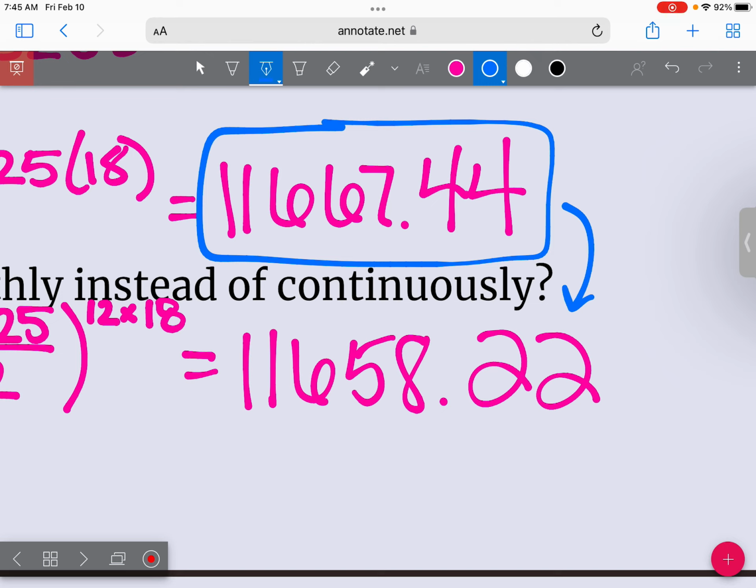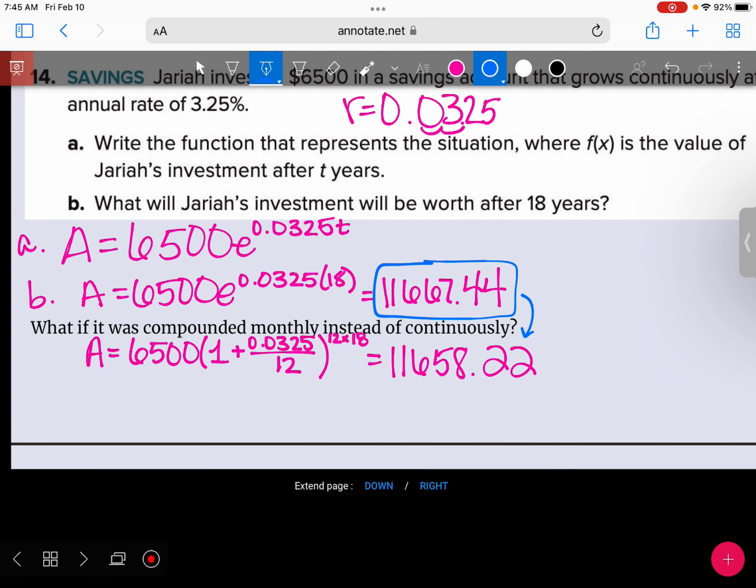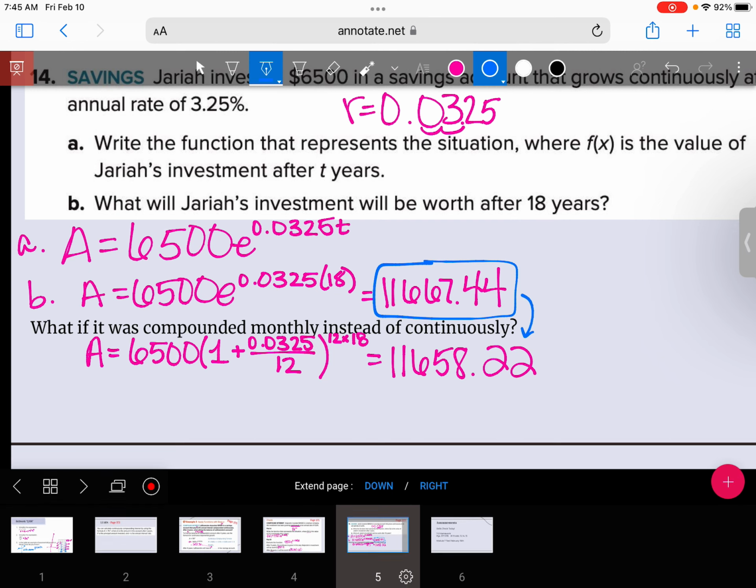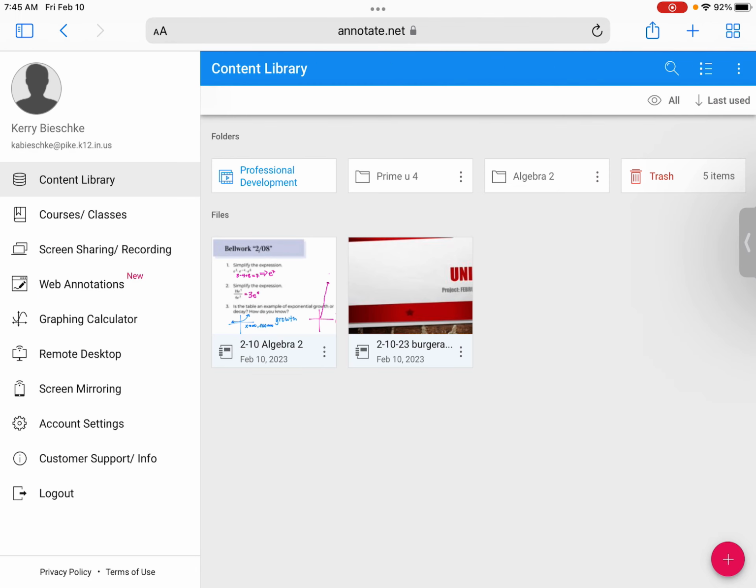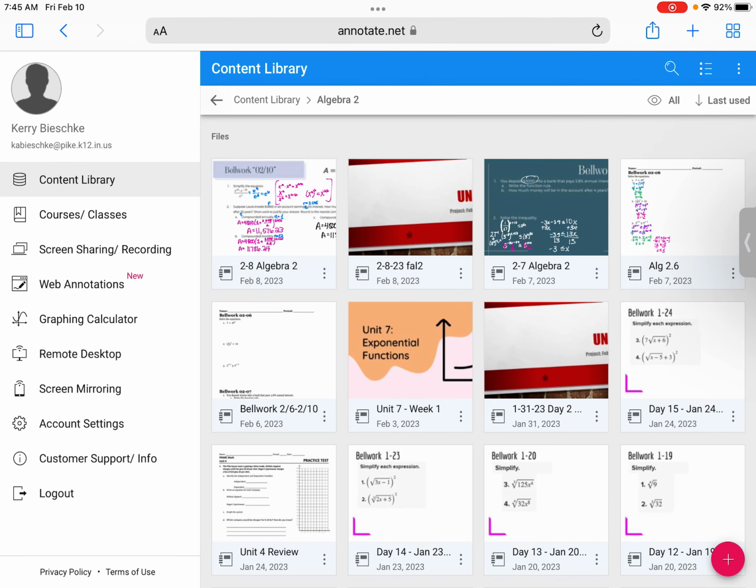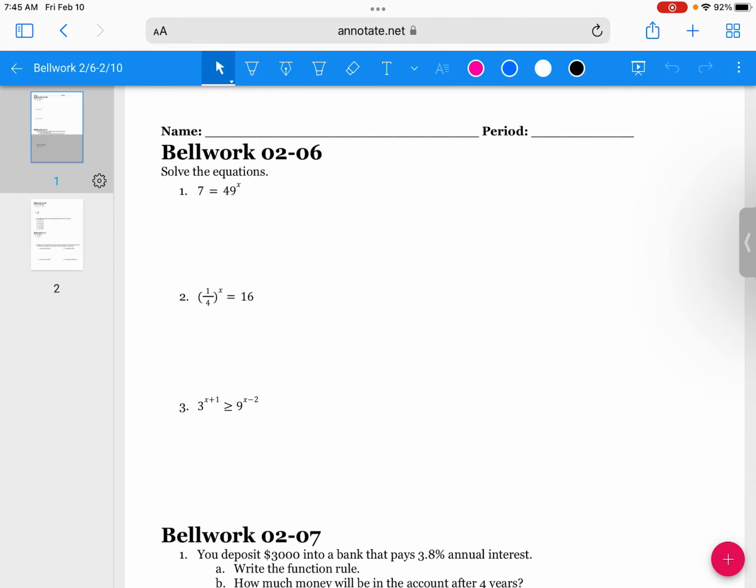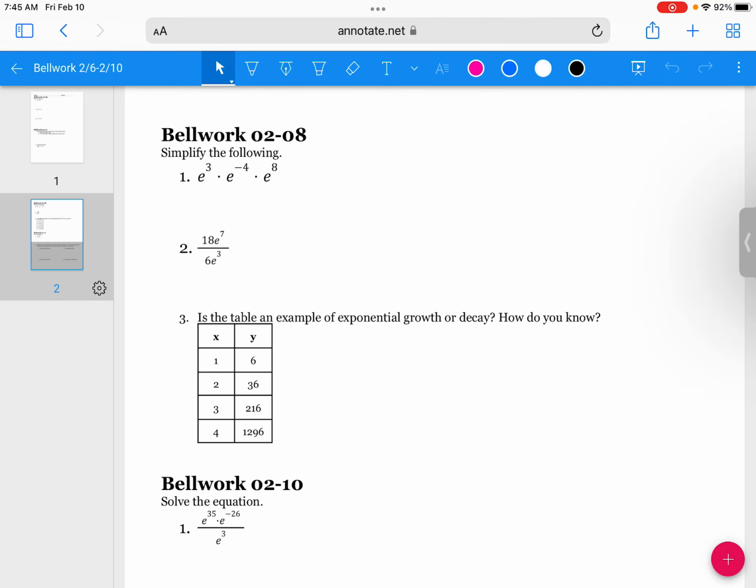Okay. Everyone feeling okay about this? So I'm going to challenge you guys to go through your bell work for the last few minutes. Go through your bell work on, it says, I need to pull it up again. Let me find it. In that folder. Yep. Algebra 2. What day did we do that? Oh, here we go.